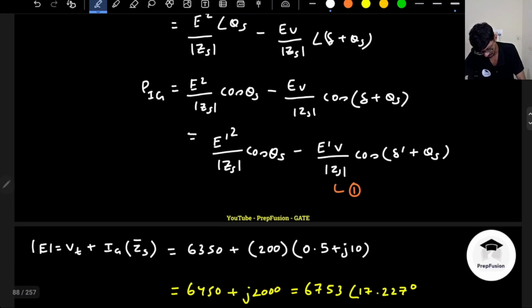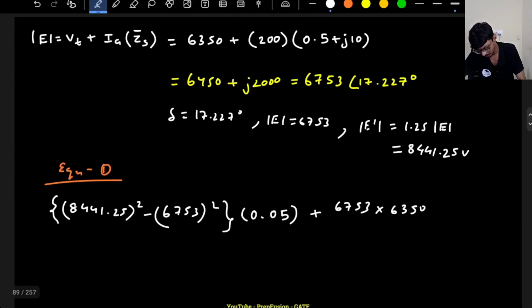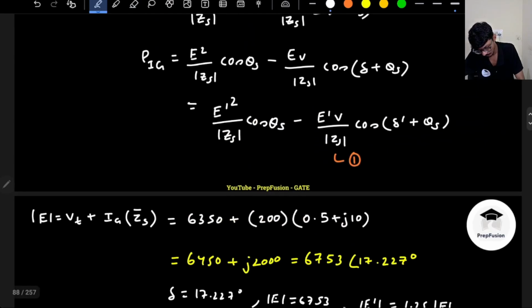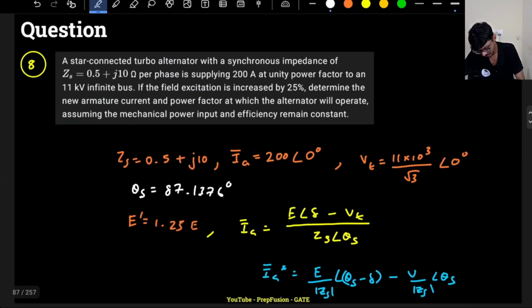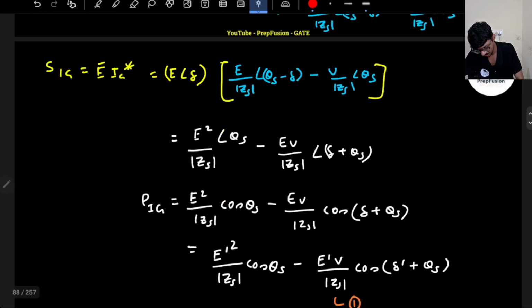Okay, delta is not 0, sorry, delta is not 0, right? Delta is 8 point some value, so delta is 17 point something. So this will be cos of 17.227 plus this angle 87.1376.